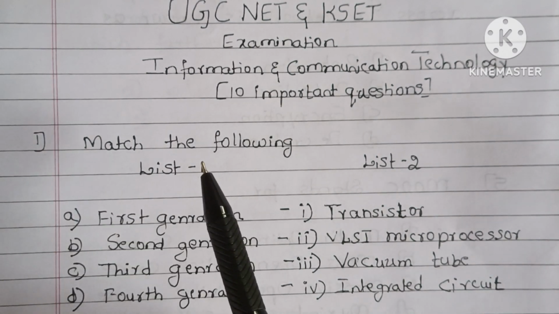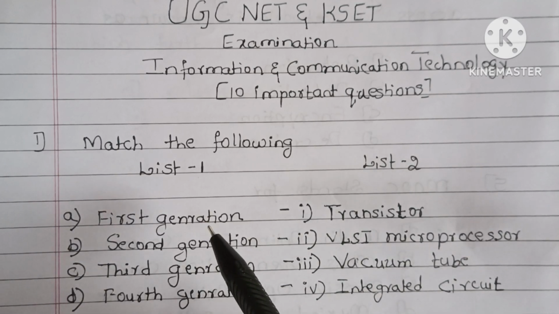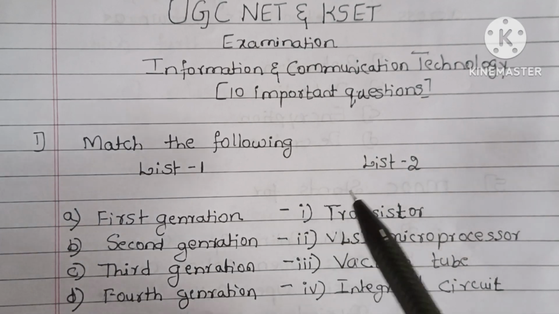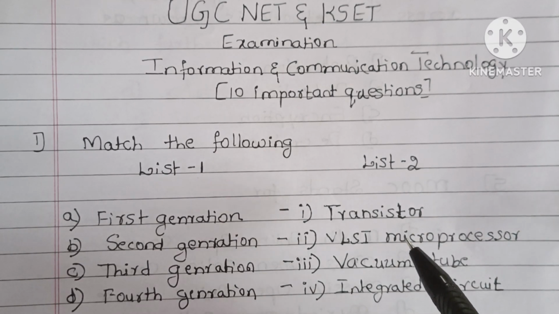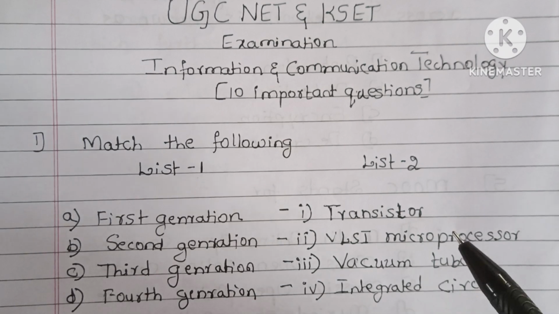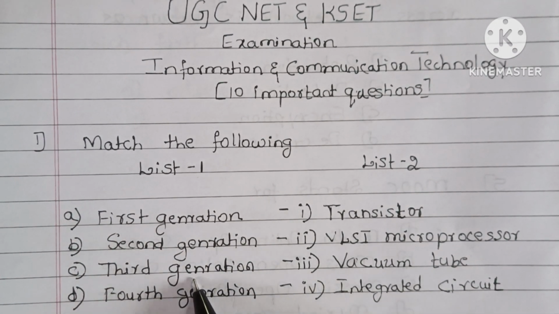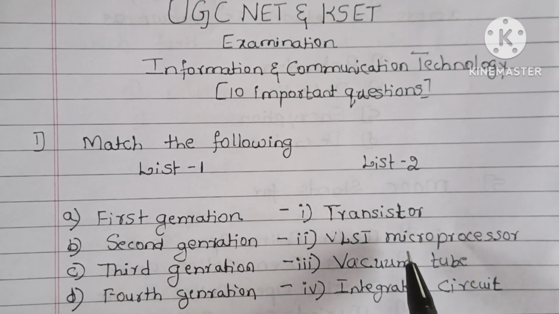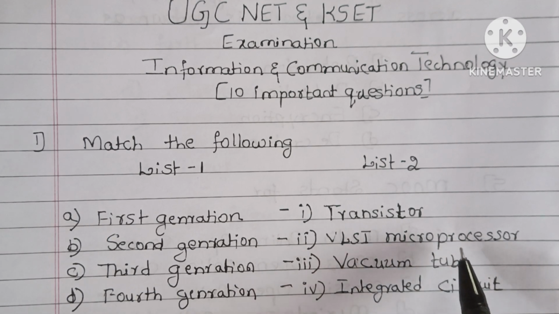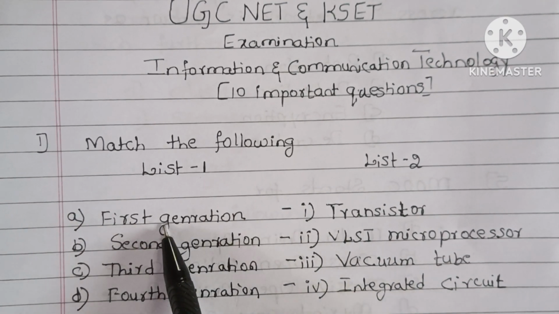First question, match the following type of questions. In List 1, they have given the generations of computers, and in List 2, they have given what the computer systems use: first generation, second generation, third generation and fourth generation. Transistors, VLSI microprocessor, vacuum tube, integrated circuit. First, come to the first generation.